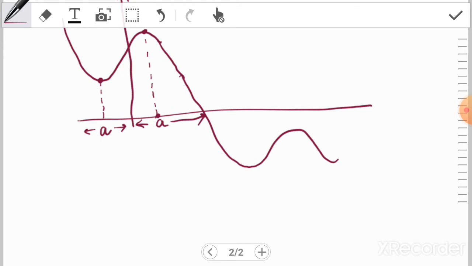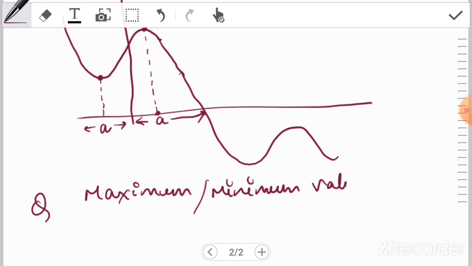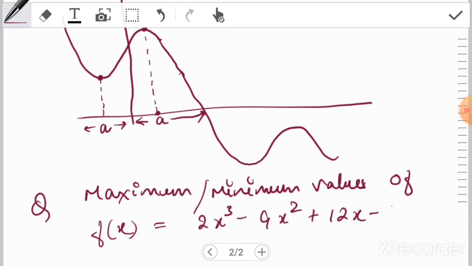So let us solve some problems. Let us find the maxima or minima, minimum values of f(x) is equal to 2x cube minus 9x square plus 12x minus 5 in the closed interval 0 and 3.